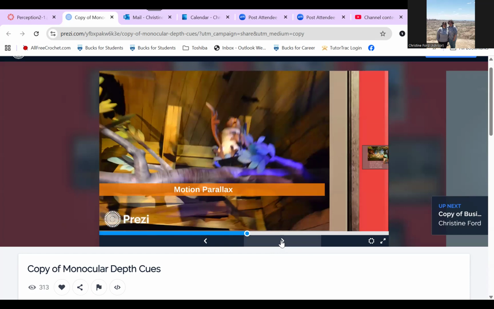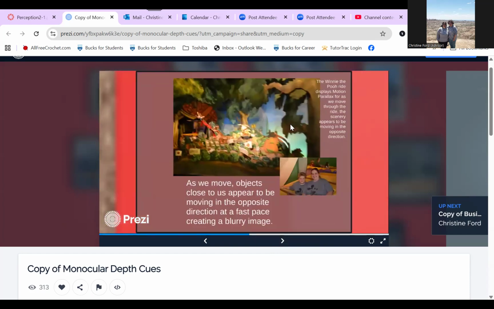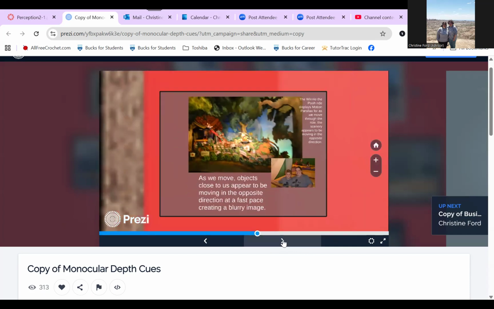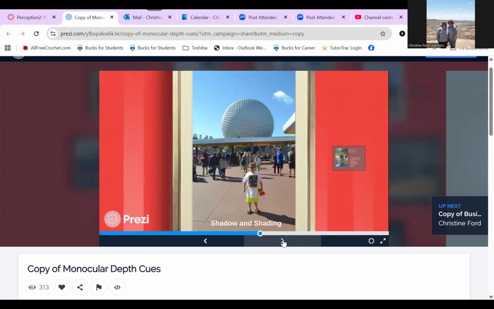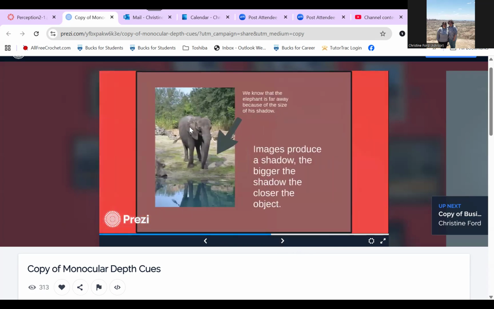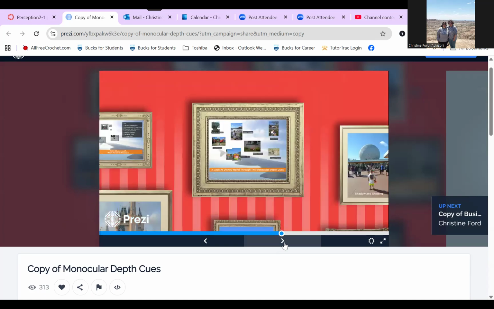Motion parallax, any of the rides, you'll get that kind of blurry vision as you're moving forward. It looks like things are moving the opposite direction. Shadow and shading. We've got the elephant and his shadow right there. So again, you don't want that Peter Pan where you just have the shadow or just have the elephant. You want to make sure the shadow and the elephant are in the same picture, or whatever you have with the shadow is in the same picture.